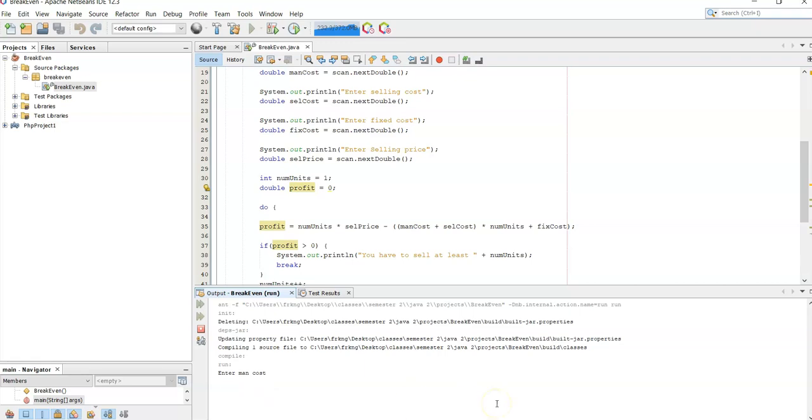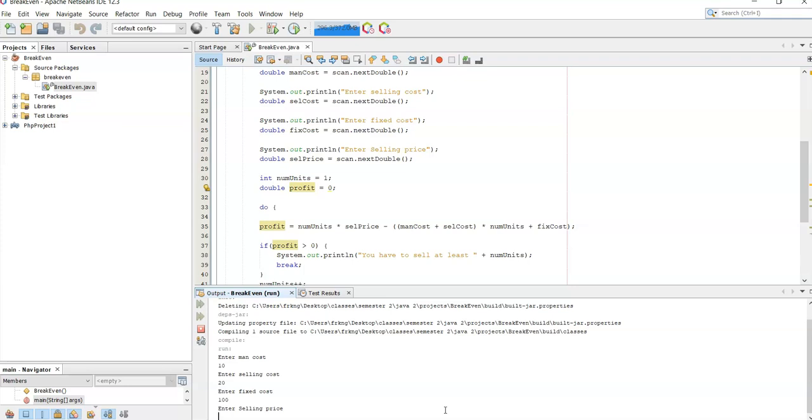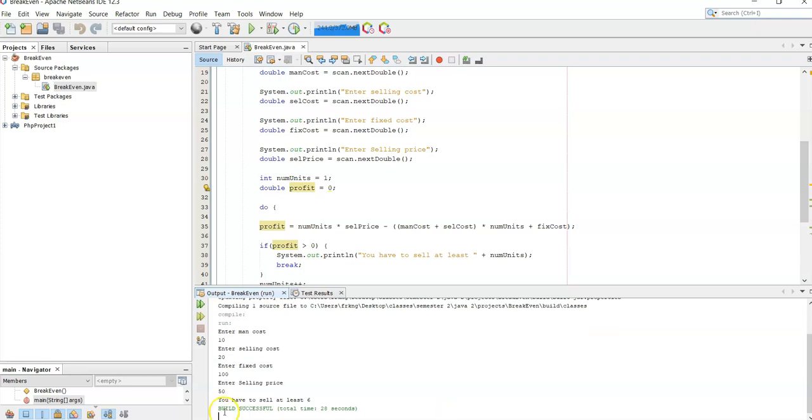Okay, enter manufacturing cost, let's say $10. Enter selling cost, let's say $20. Enter fixed costs, let's say $100 for rent, and enter selling price. Let's say $50. Okay, you have to sell at least 6 units. Yeah, it's working properly. You have to sell at least 6.